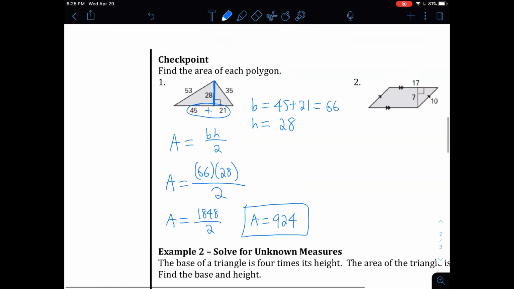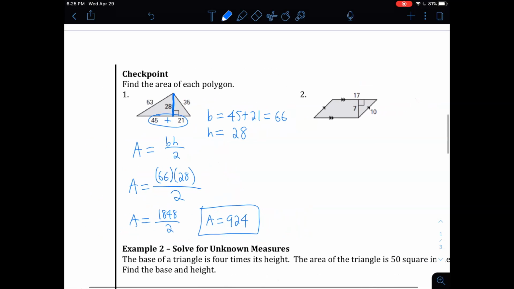Okay, so the height of any triangle or parallelogram is going to be any length that's at a right angle, going to the other side, where it touches the other side or other corner of a triangle, or the opposite side of a parallelogram. Okay? All right, and then checkpoint 2, well, what's our base, what's our height for checkpoint 2?